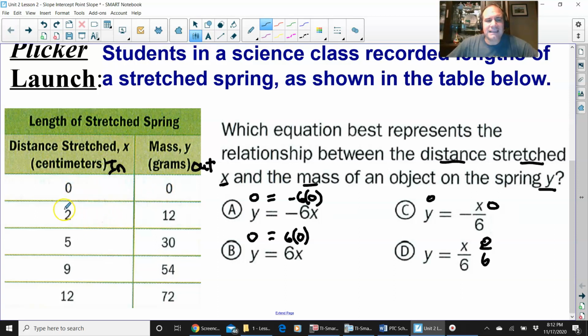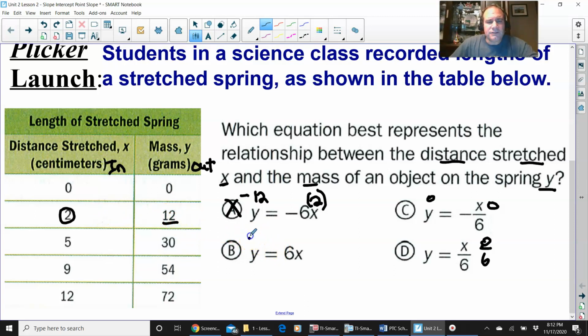Let's go ahead and now talk about the 2. When I substitute the 2 in as the X, negative 6 times 2 is supposed to be negative 12. Negative times a positive is negative 12. This one's out already. I'm supposed to have positive 12. When I input 2, I'm supposed to get positive 12. I do not. Let's go on to B.